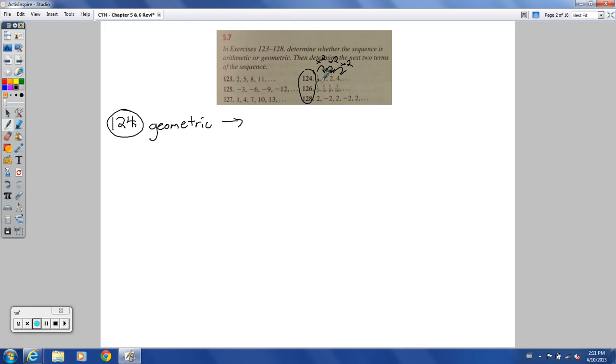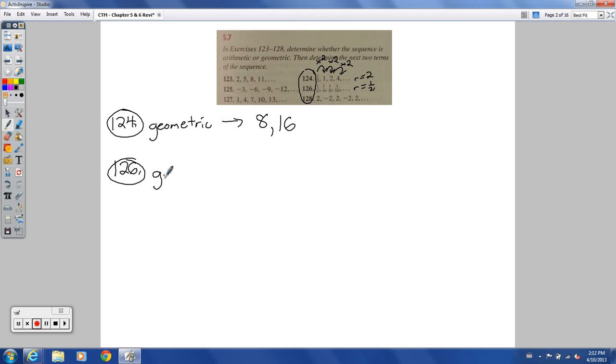And determine the next 2 terms. So multiply by 2 again. The next 2 terms would be 8, and times 2 one more time, 16. So that's for 124. 126. See what we got here. It looks like I'm multiplying the bottom by 2, which would be the same thing as multiplying by 1/2. So here I have a ratio of 1/2. Here the ratio was 2.